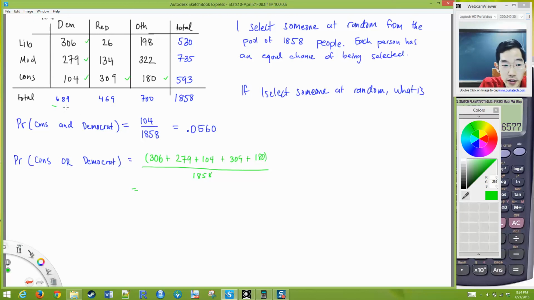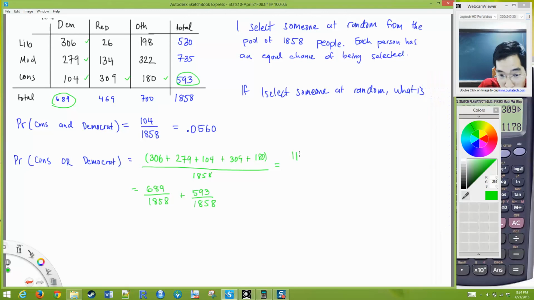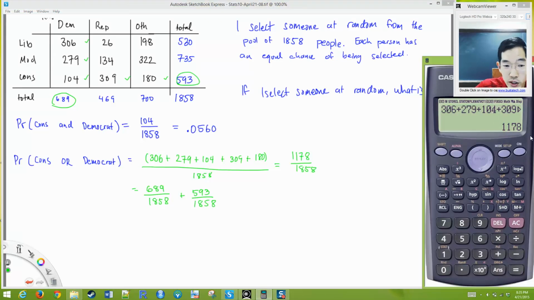Another way is I could use the row and column totals. I can use 689 and I can use 593. But what would happen if I did that? Yeah, 689 over 1858 plus 593 over 1858, okay? Now if I add these up, you'll notice that the answer, 306 plus 279 plus 104 plus 309 plus 180, is 1178 over 1858. But if I check what 689 plus 593 is, it's 1282.